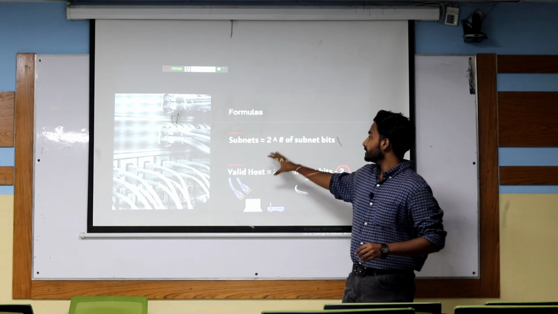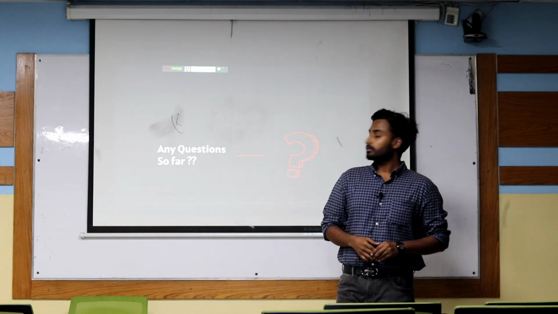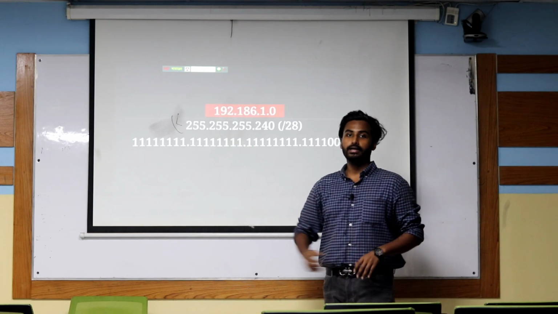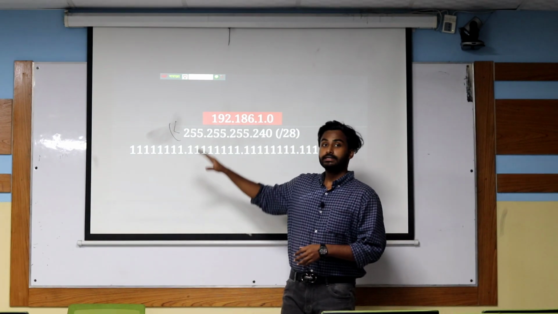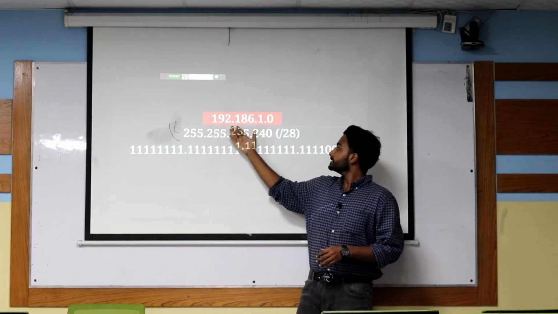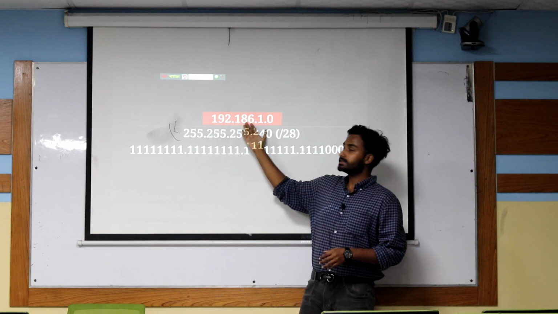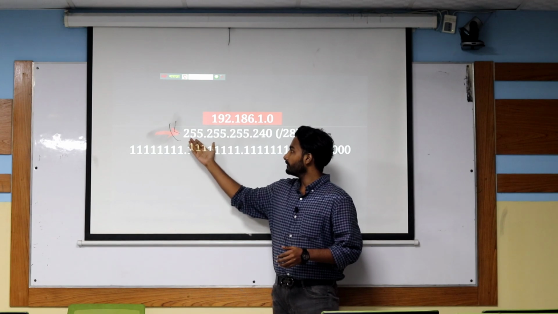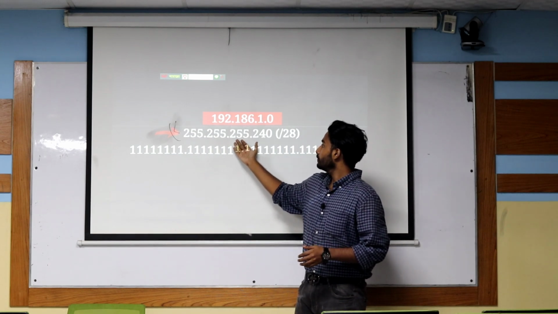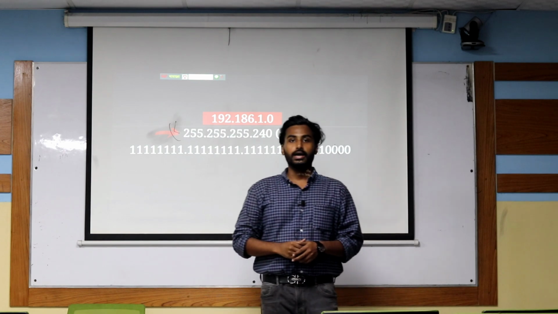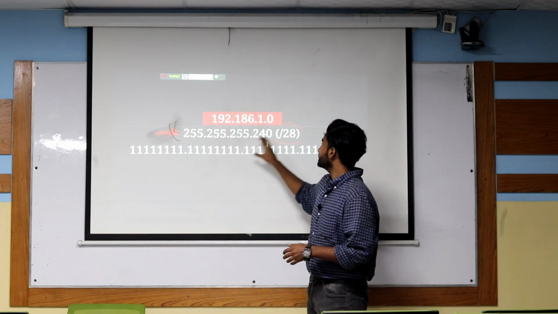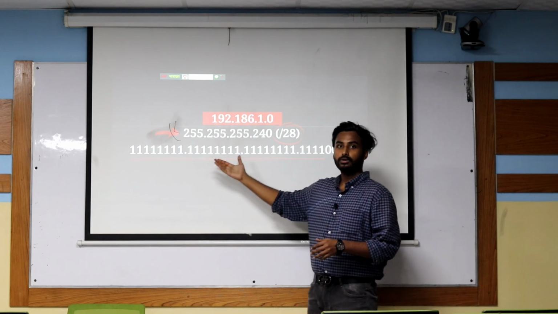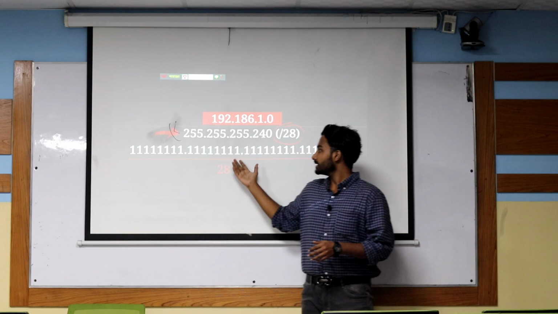So far, any questions on those two equations? Okay, then we can go through an example and try to solve it together. In this example, the given network address is 192.186.1.0, and we have to apply the subnet mask of 255.255.255.240, and the prefix notation of this subnet mask is /28. Why /28? Because in the binary representation of the subnet mask the number of ones is 28.